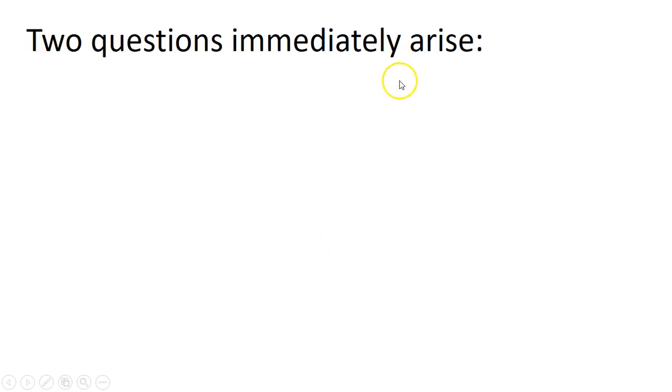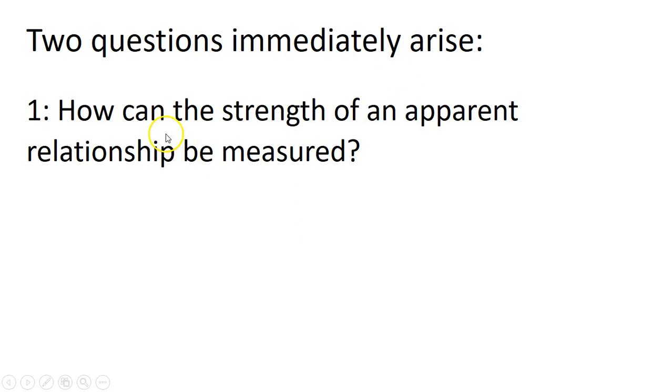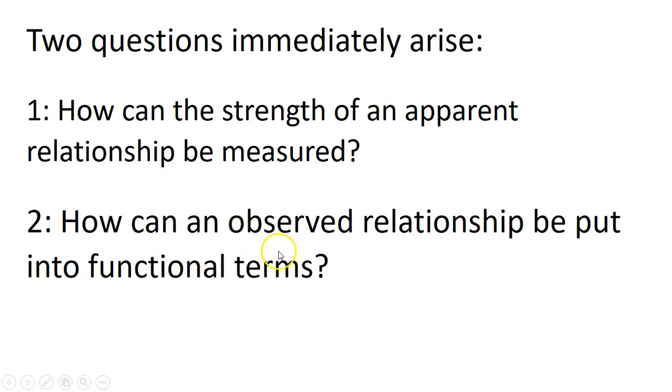Two questions immediately arise with this stuff, though. How can the strength of an apparent relationship be measured? I mean, they could be two totally different units that you're talking about again. How am I supposed to compare? How can an observed relationship be put into functional terms, right? So as in like, even if I can compare them, what am I supposed to do with them, right? Is basically what we're looking at.